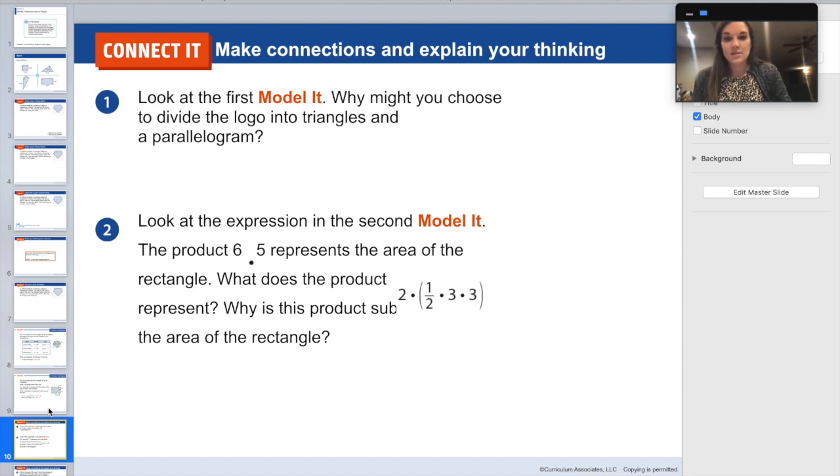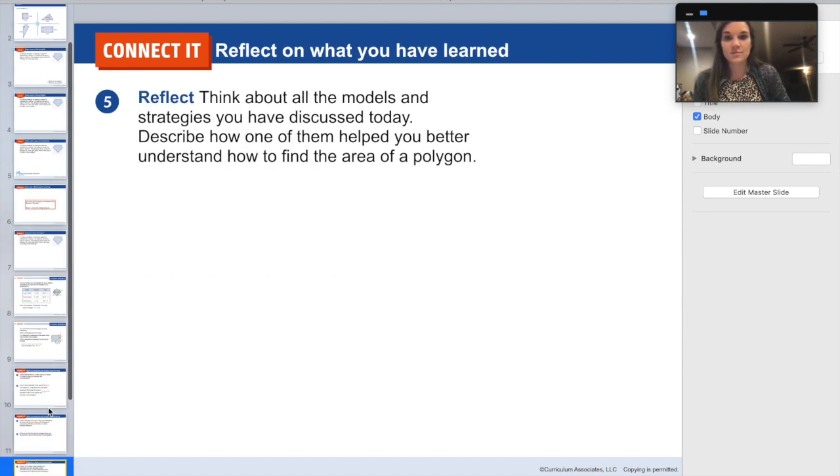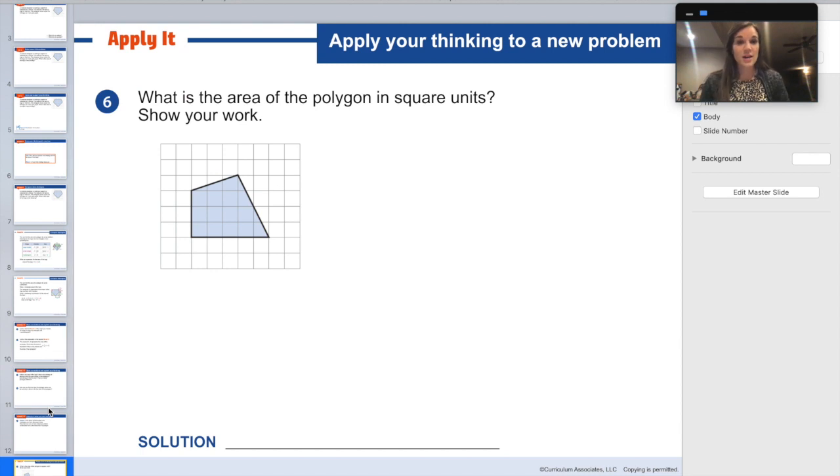All right. So, think about all the models and strategies that we've discussed today. So we talked about finding it with addition and finding it with subtraction. Again, I would like you guys to do addition. And I want you guys to think about how one of them will help you better understand how to find the area of a polygon. Okay? Think about that. All right, so now we're going to try it on 2 new problems. So what is the area of this polygon in square units?